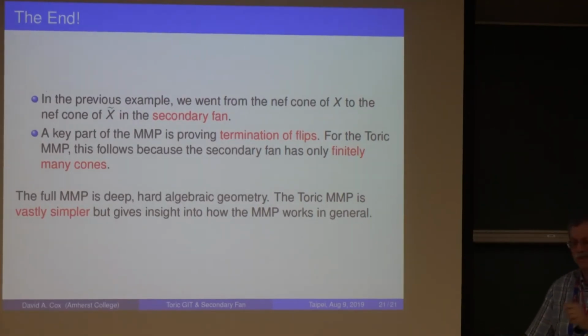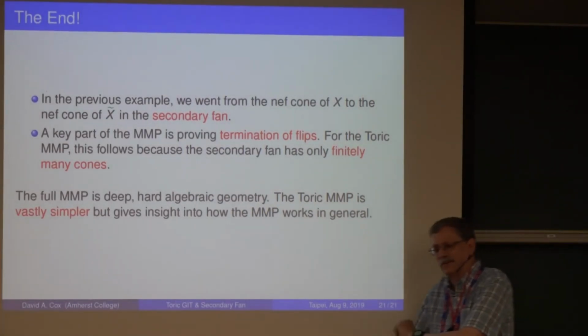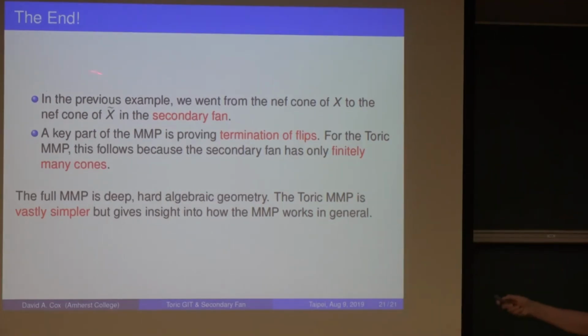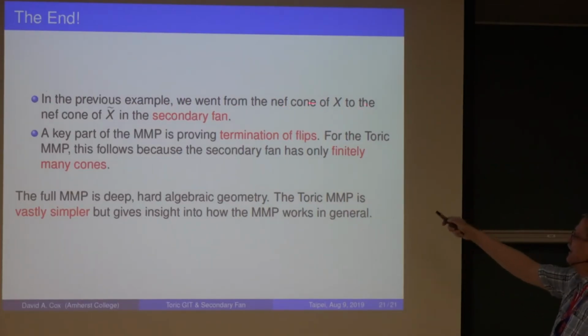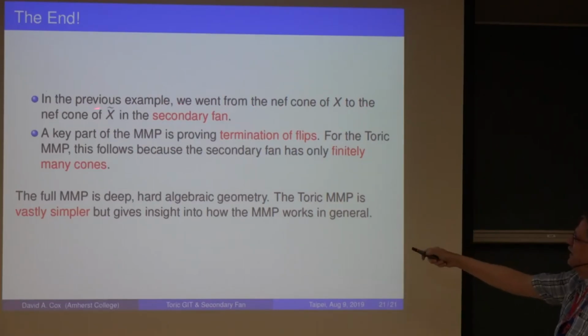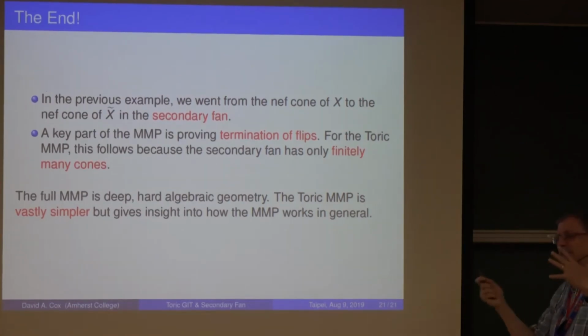But notice that you can only do finitely many of those, because every time you contract a divisor, that basically shrinks the size of the class group. And so you can only do that finitely many times. So the real problem is the termination of flips. And then in the toric case, when we do a flip, we're basically working in the secondary fan. And so in this case, we have a really nice structure of what's going on.